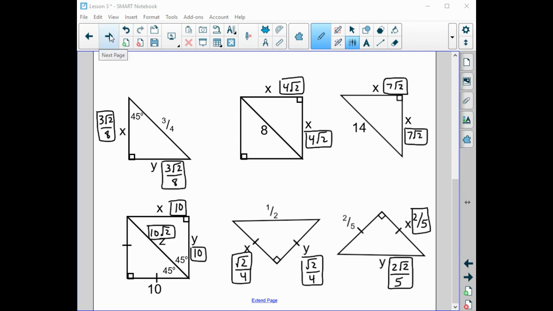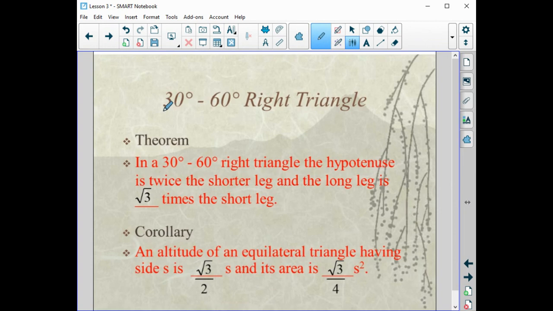Let's go ahead and take a look here, though, at our next slide with our next theorems. So the next theorem, I'm talking about the 30-60 right triangle. In the 30-60 right triangle, it says the hypotenuse is twice the shorter leg, and the long leg is radical 3 times the short leg. So the hypotenuse is twice the short leg, and the long leg is radical 3 times the short leg.